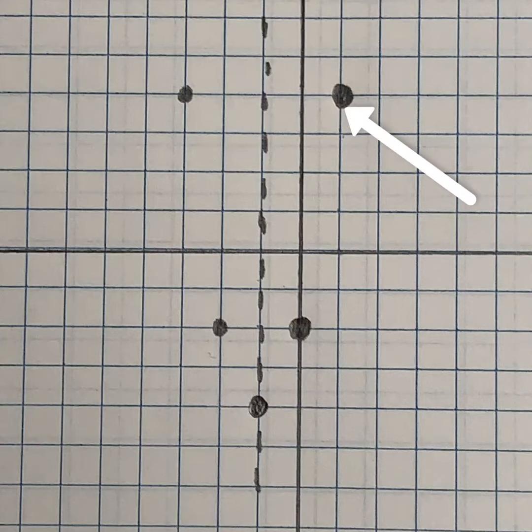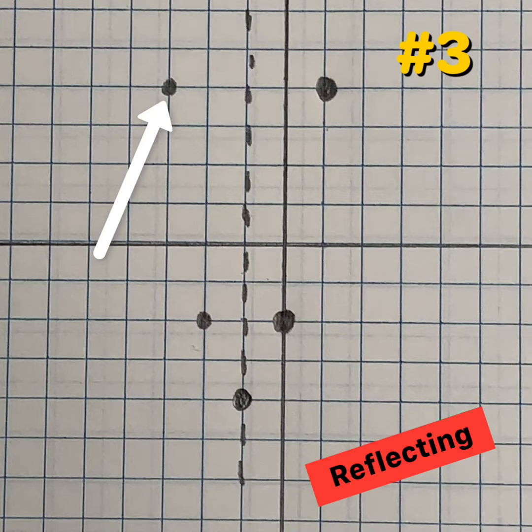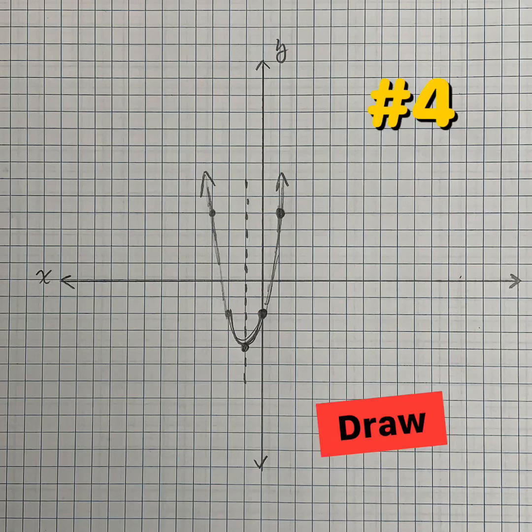If this point is 2 spaces to the right of the axis of symmetry, then this dot should be 2 spaces to the left of the axis of symmetry. And the fourth thing to do is to draw the graph.